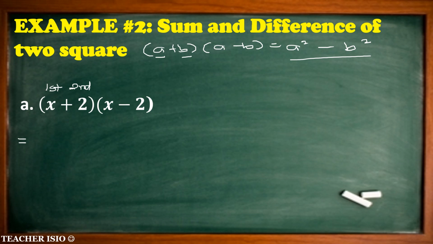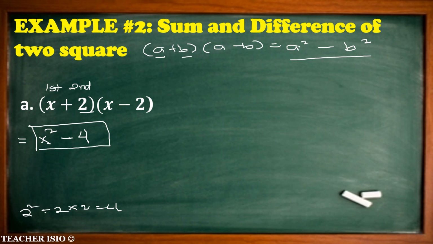So, according to the sum and difference, just square the first term. So, simply, x squared. Square the second term, which is 2. So, if we have 2 squared, that is 2 times 2, equals 4. Okay? So, we have 4, and then use the operation of subtraction. Therefore, the answer is x squared minus 4.